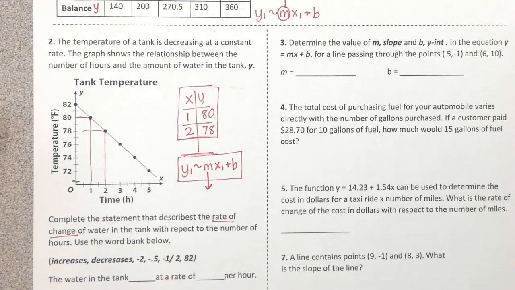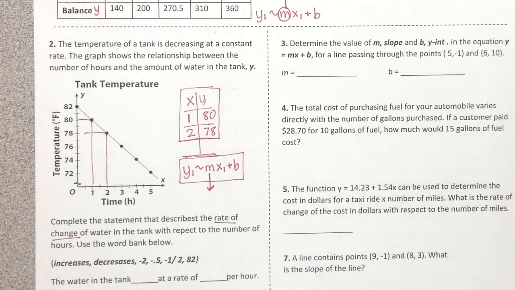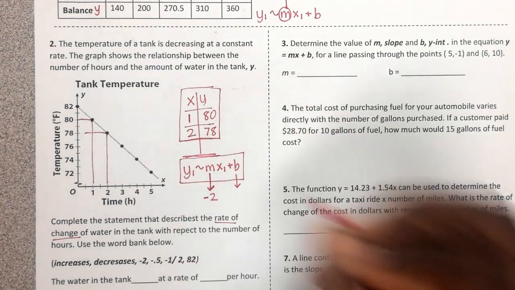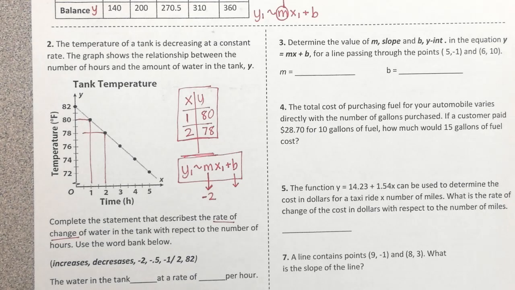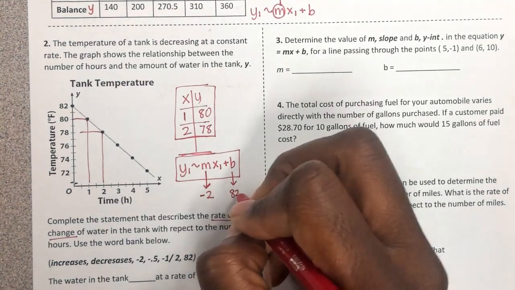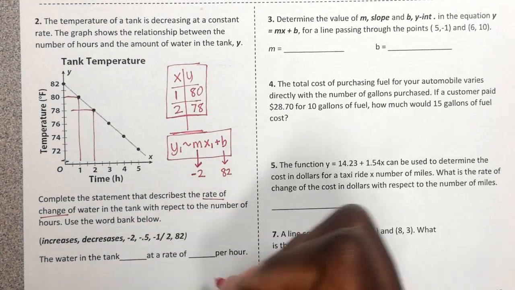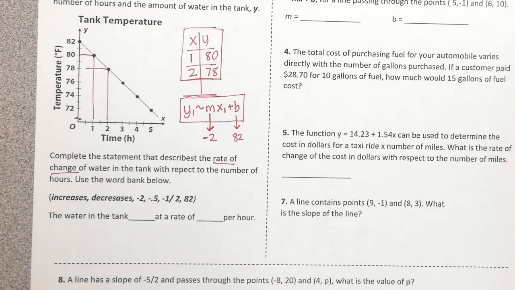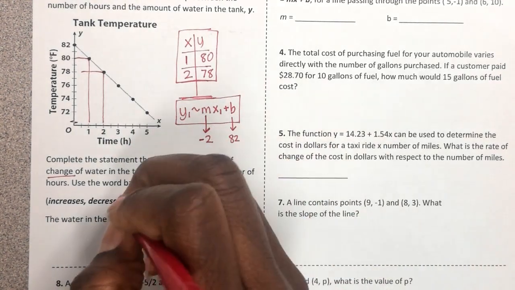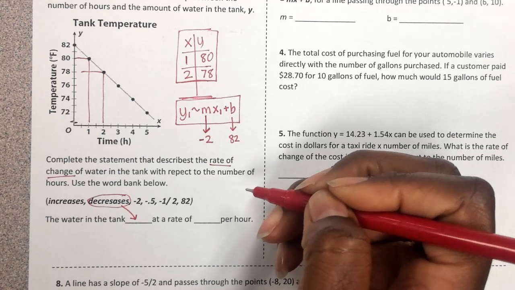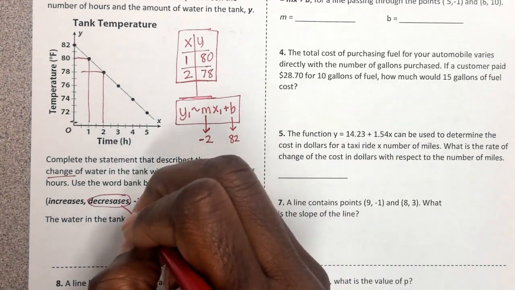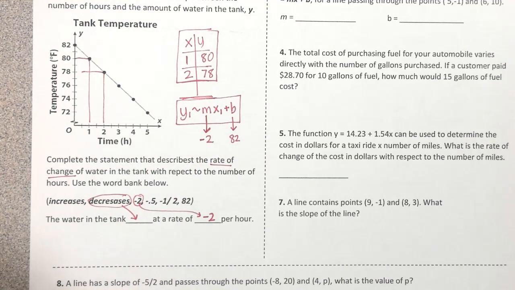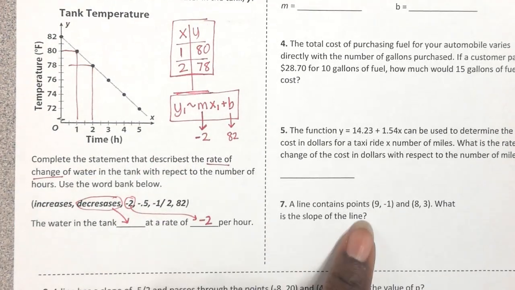All right, I put this in my Desmos, and I'm getting that my slope is -2. I also got a different number, which was 82, but that's not really needed. I need this for my slope. The rate of change, it says increases, decreases. Well, if you didn't know, read the problem or look at the line. It should be decreases, it should go here. And then at a rate of, the -2 should go here. -2 per hour. All right. So now I'm moving on to number 3.